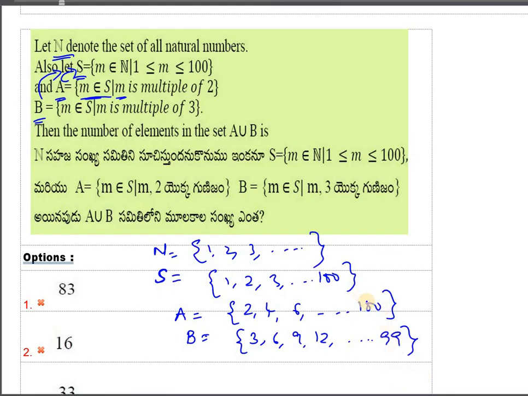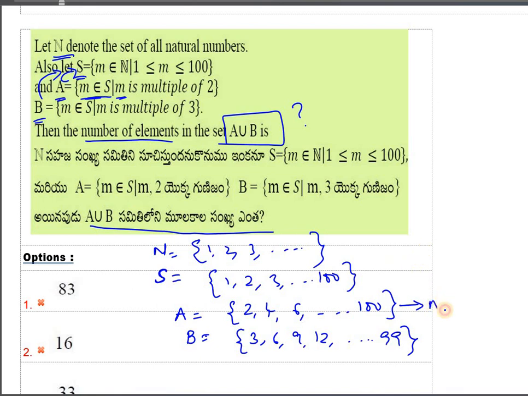Now what do we have to find? The number of elements of the set A union B. A union B means, how many elements will be there when you do A union B? We have to combine the elements of A and B but remove the duplicates. Duplicate values should not be entered two times in the set.